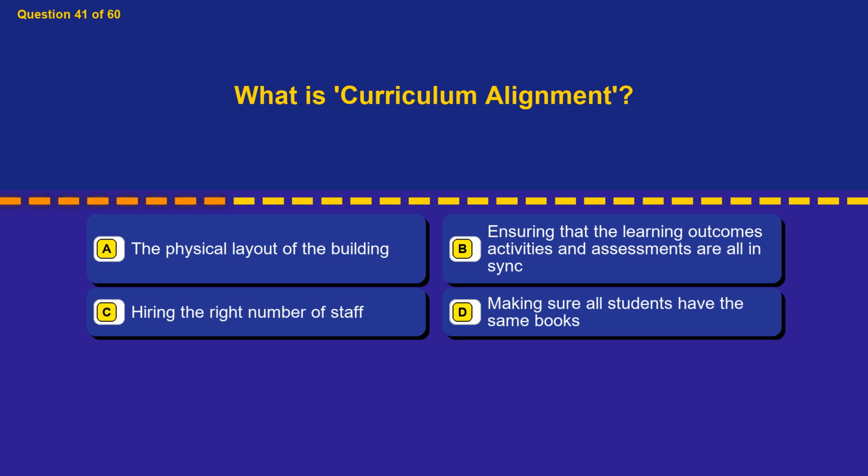Question 41. What is curriculum alignment? Option A, the physical layout of the building. Option B, ensuring that the learning outcomes, activities, and assessments are all in sync. Option C, hiring the right number of staff. Option D, making sure all students have the same books.